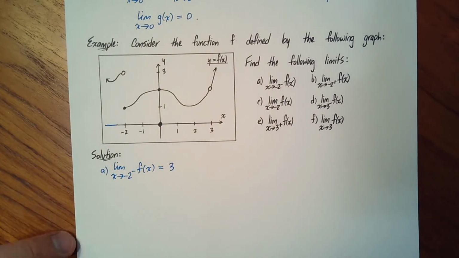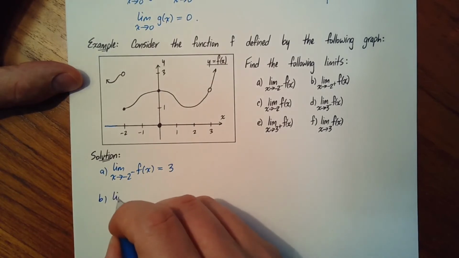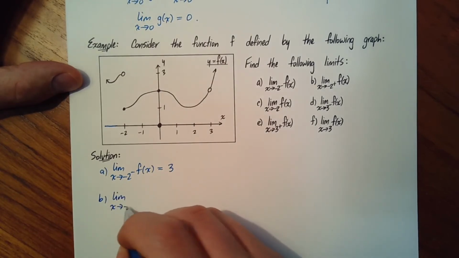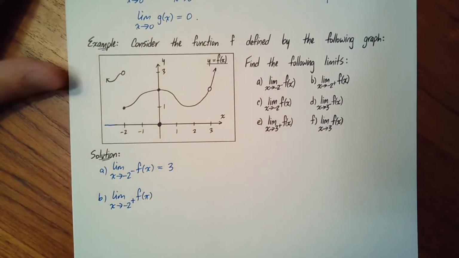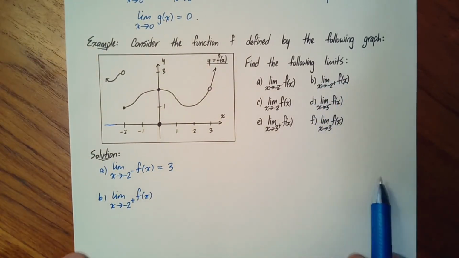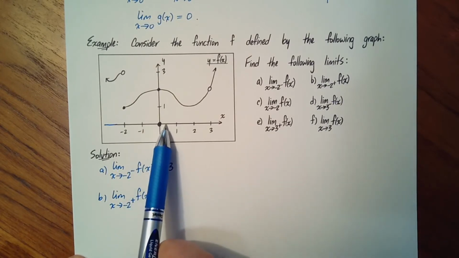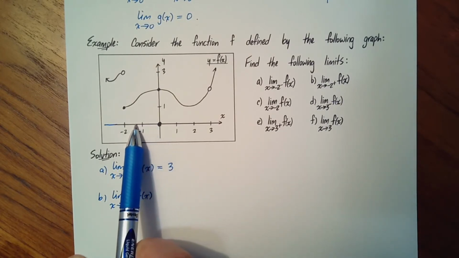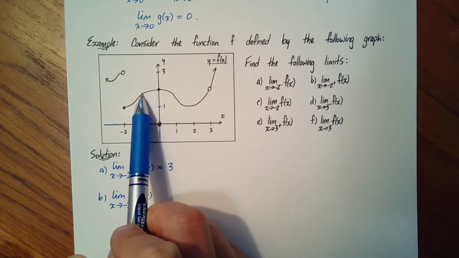Okay, let's do part B, which is the limit as x approaches -2 from the right of f of x. So we're doing this one up here. Now x is approaching -2 from the right. So do the same thing on the x-axis, but just come in from the other direction. You're approaching -2 from this direction. The corresponding path along the curve would be this path here.